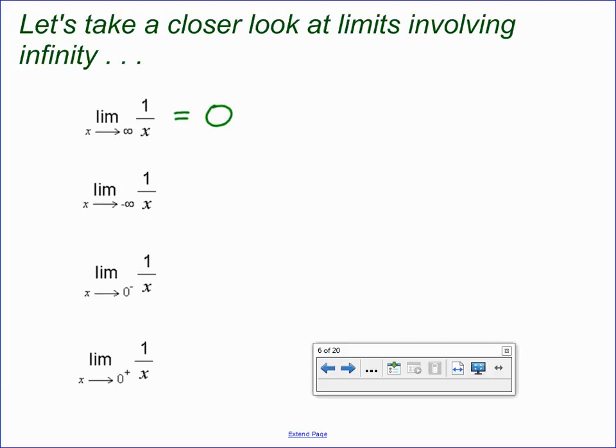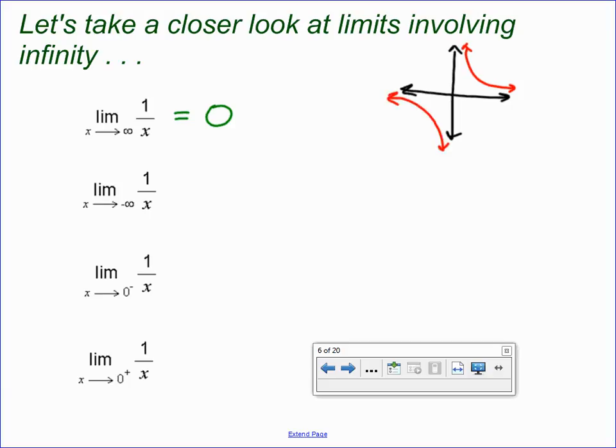Graphically, you can think about the hyperbola 1 over x. Oh, that's the worst graph of all recent memory. I'm sorry I exposed you to it. Okay, my bad.